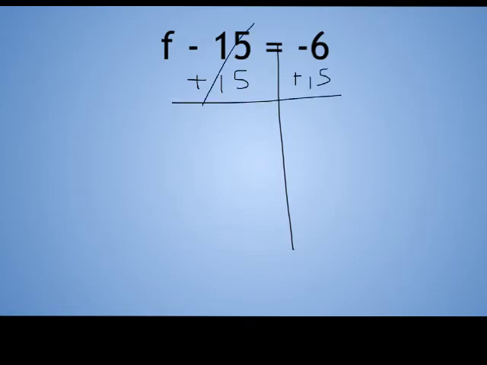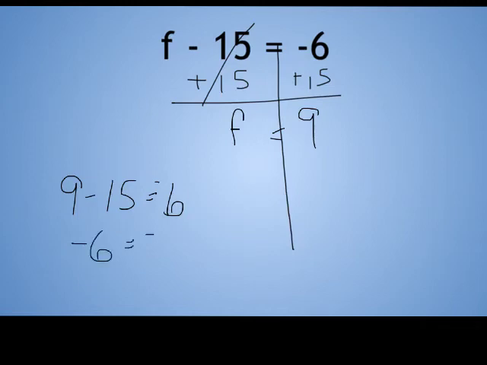Negative 6 plus 15. Think about the temperature. If we start at negative 6 and add 15 to it, we get 9. Our answer is f equals 9. 9 minus 15 equals negative 6. And if you start at 9 and go down by 15, you are indeed at negative 6. Negative 6 equals negative 6.